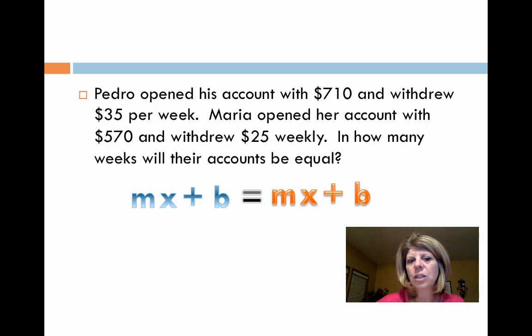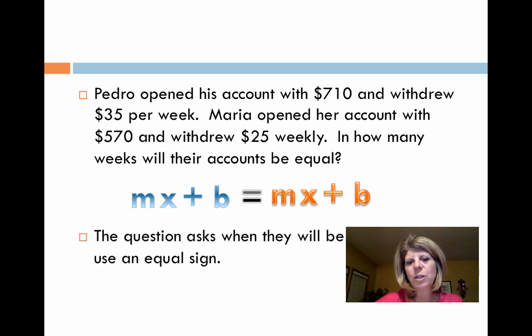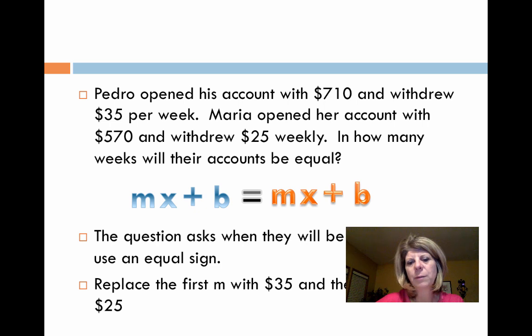What is the rate of change every single week with Pedro, what he's doing every week, and how much Maria is withdrawing every week? And then also think about what they're starting with. So it might be a good idea to set it up like this because this is going to help us when we graph equations. The question asks when they're going to be equal, so we need to use an equal sign. So when will the accounts be equal? Then we first replace the first m with 35 and the second m with 25. So that is our rate of change.